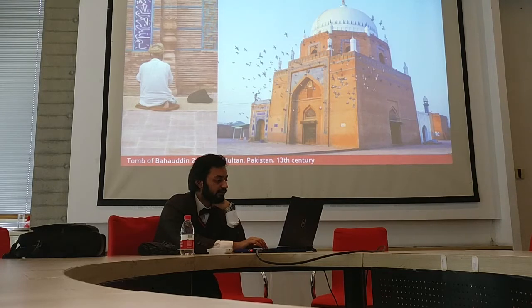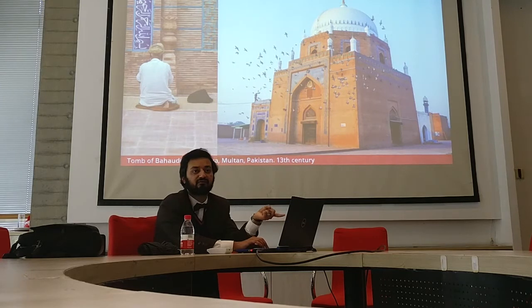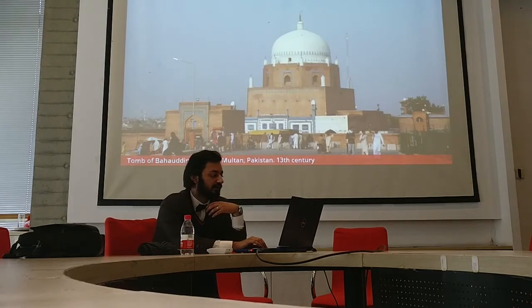But even here you see this sort of a very Persian style. A lot of the fresco, the tile work, the proportions, they're actually directly derived from Persian architecture. It's still not mature enough to be called Pakistani Islamic architecture.